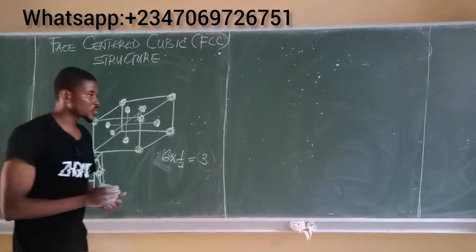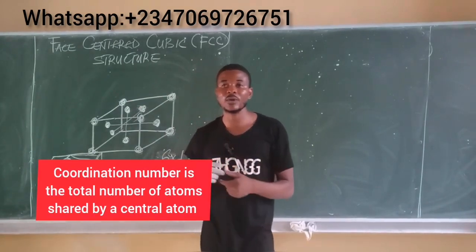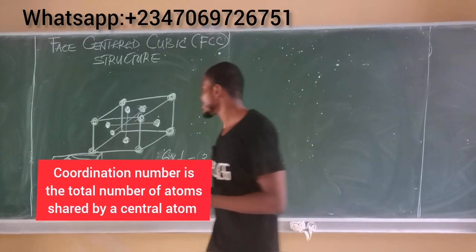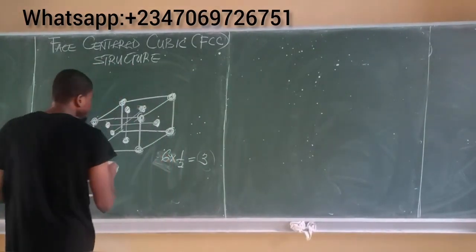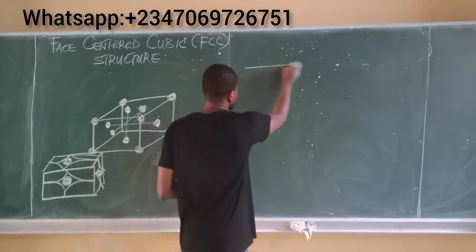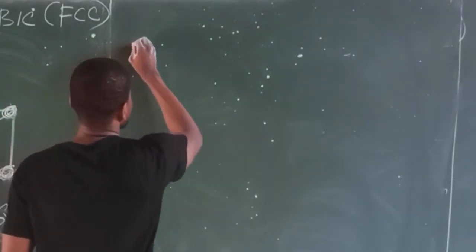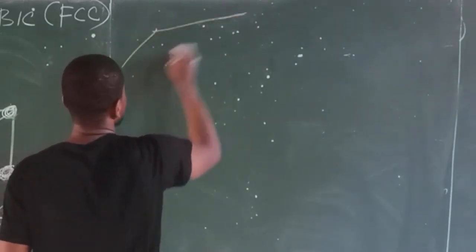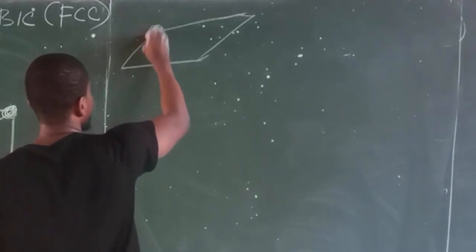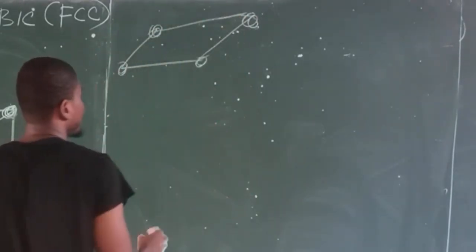Now we talked about coordination number, and we said coordination number is simply the total number of atoms touching each of the central atoms. So let's pick out one face and analyze that definition. Let's consider the upper face, in this manner. So this is the upper face now. These are the corner atoms, these are the corner atoms, these are the corner atoms, and these are the corner atoms.